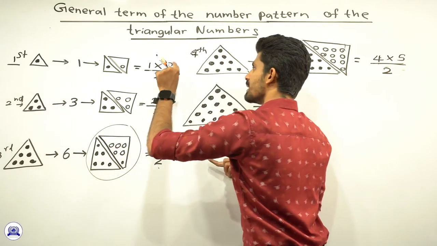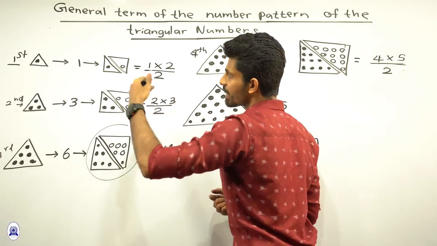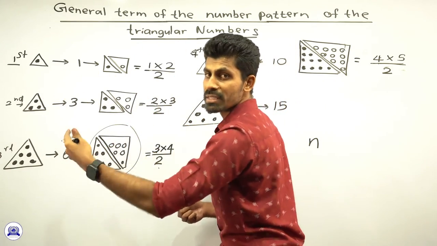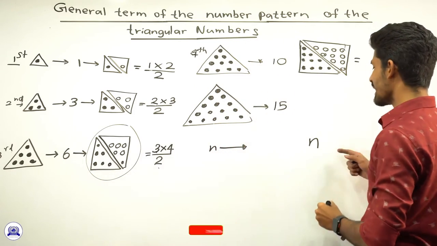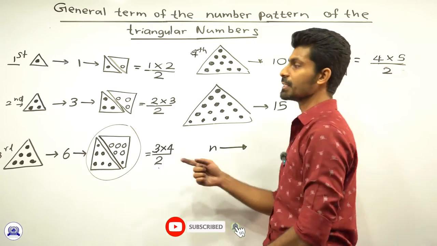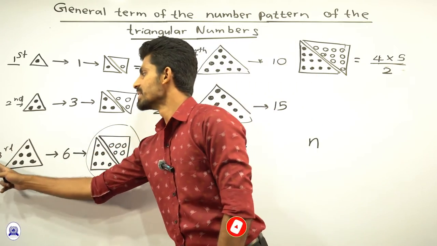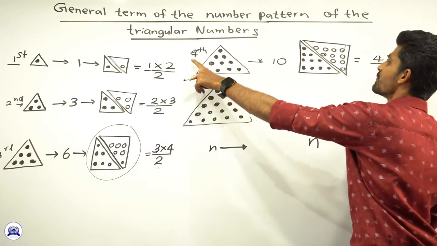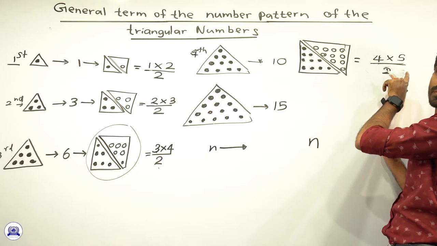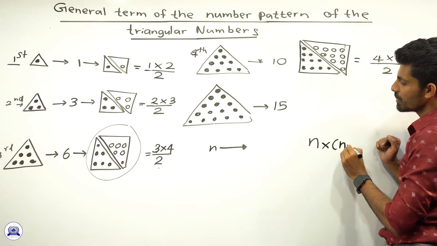First term equals 2. That means one more than 1. So that means n times, look at this one. 2 means one more than 1. 3 means one more than 1. 4 means one more than 1. 5. n means n, one more than 1.